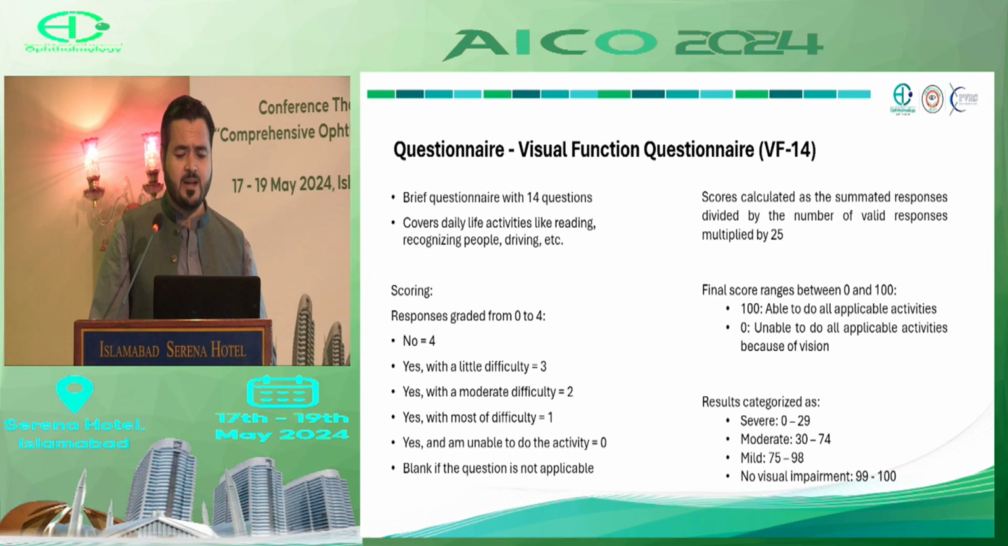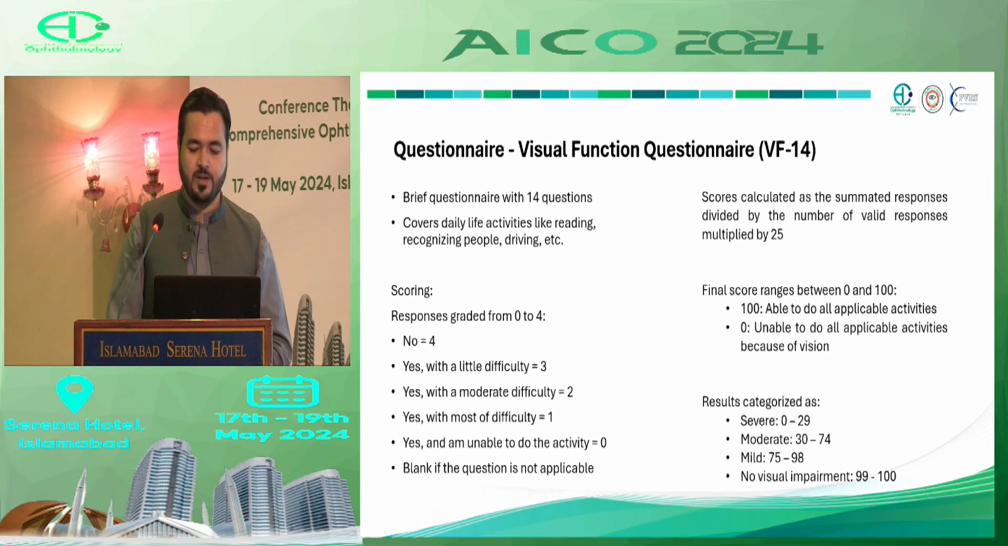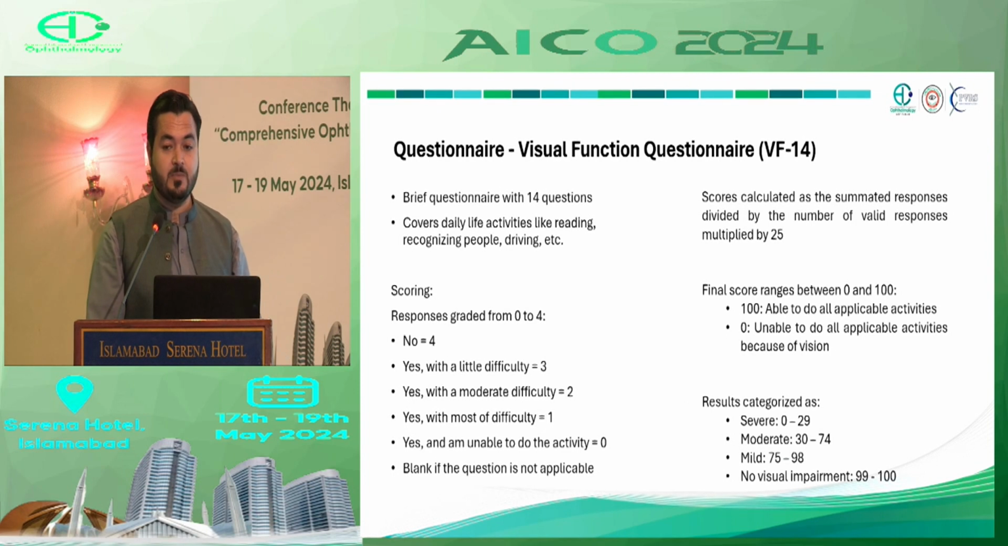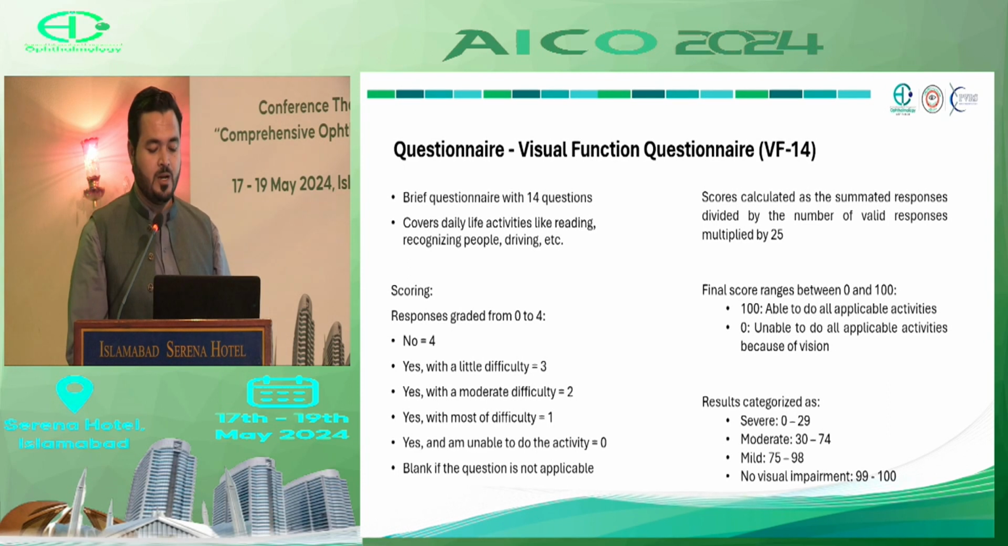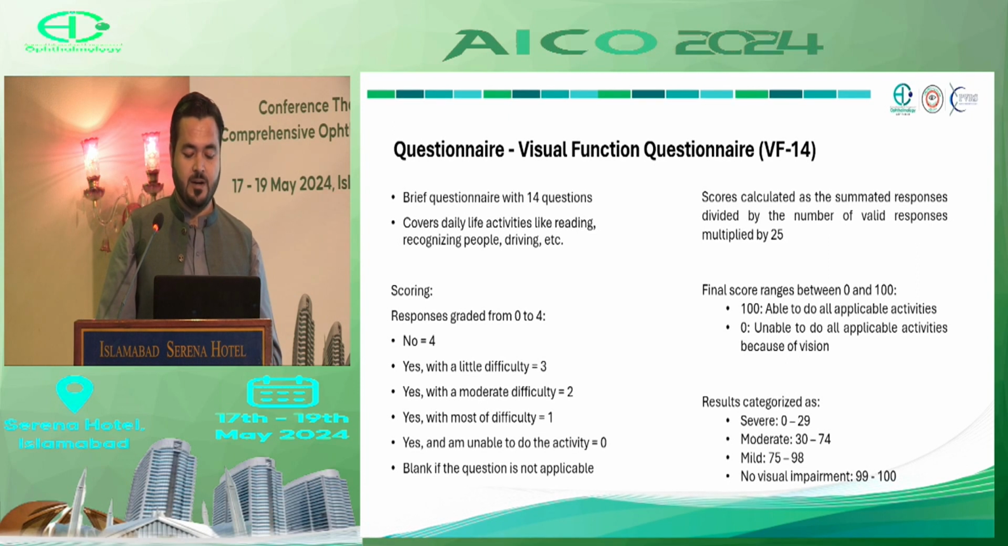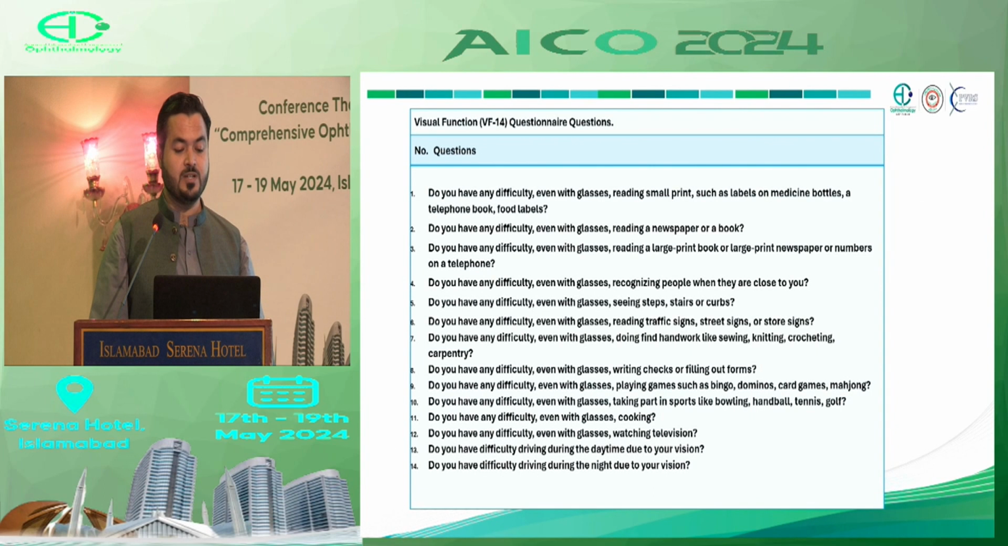Scores were calculated as the summated responses divided by the number of valid responses, multiplied by 25. The final score ranges between 0 and 100. 100 means able to do all applicable activities, and 0 means unable to do all applicable activities because of vision. Results were categorized as severe 0 to 29, moderate 30 to 74, mild 75 to 98, and no visual impairment 99 to 100. This is the visual function questionnaire having 14 questions.